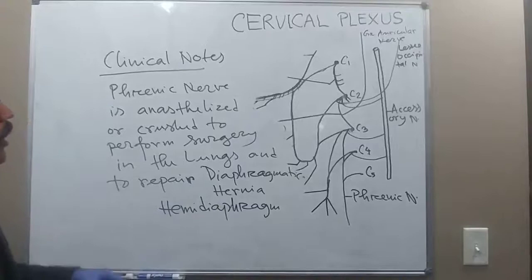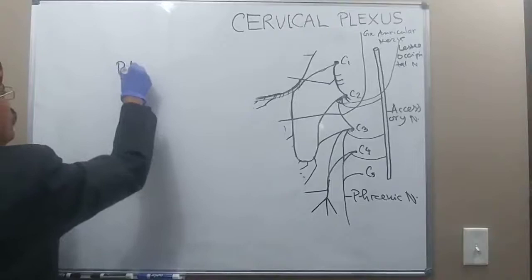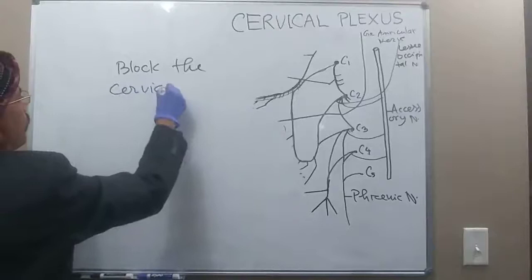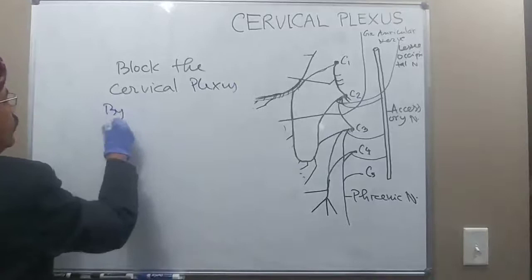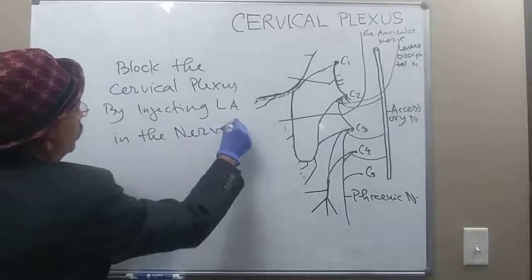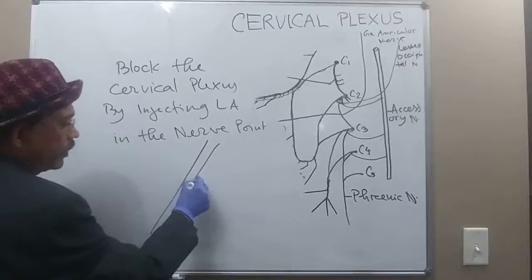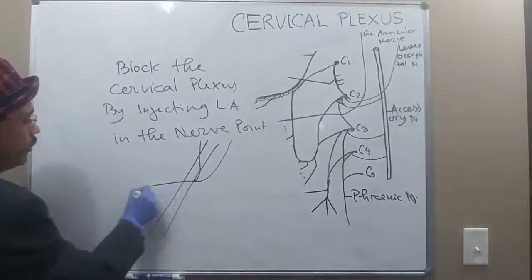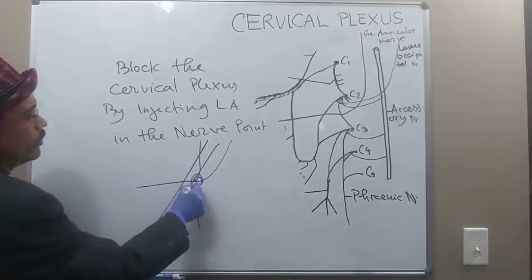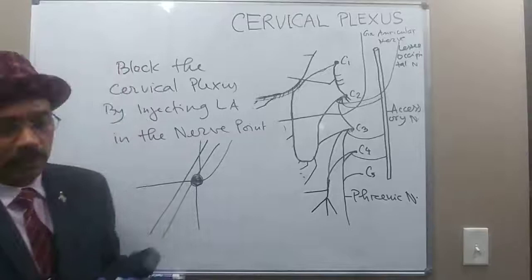Okay, another point is that we may need to block the cervical plexus by injecting local anesthesia at the nerve point. We've just discussed the posterior border of the sternocleidomastoid muscle. Around the midway, we have multiple cutaneous nerves like the lesser occipital, great auricular, the anterior or transverse cervical, and supraclavicular nerves. If we inject local anesthesia here, we may do some surgery in those places. So these are the clinically significant points in terms of the cervical plexus.